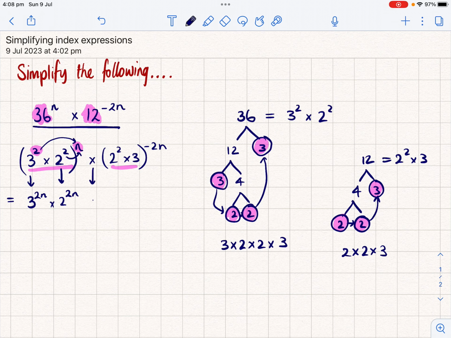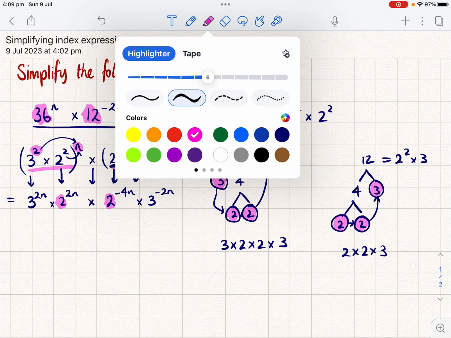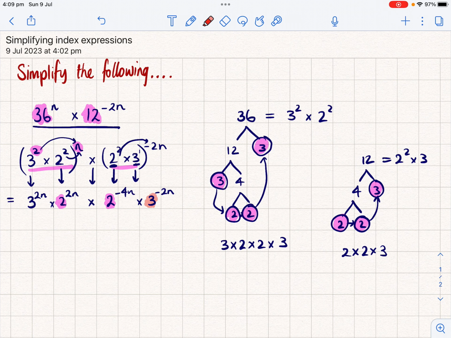Then I've got another times sign. That times sign comes down. Second bracket, keep the base, it's a 2. Multiply the powers. 2 times negative 2n is negative 4n. And then my base number is 3, my power is 1. Keep the base, multiply the powers, 3 to the power of minus 2n. So we've got rid of the brackets, and now we have either a base number of a 2 or a base number of a 3. So I'm going to work with those bases separately. All right, so let's move on.